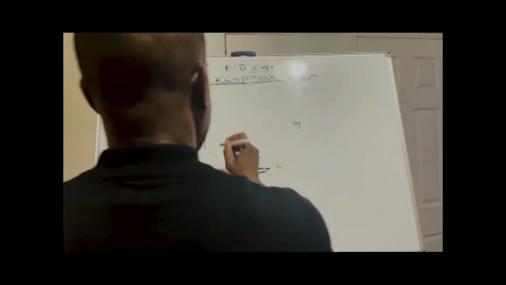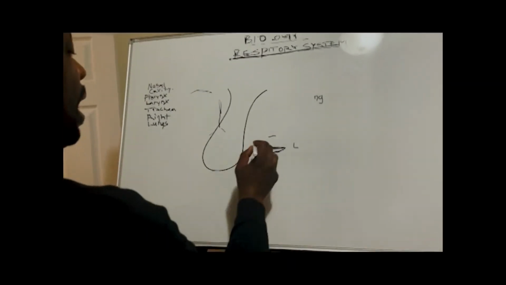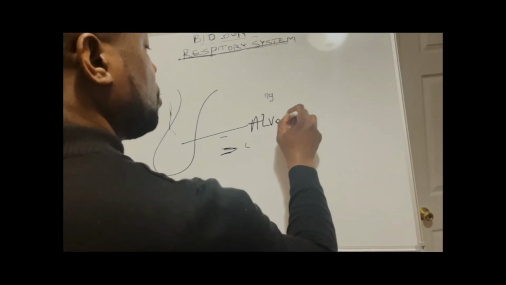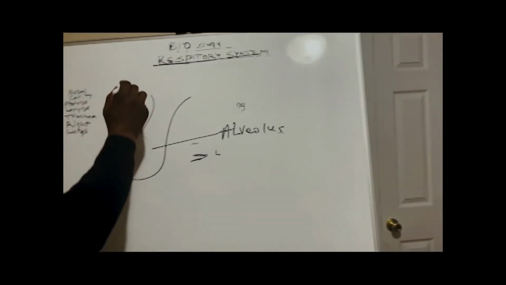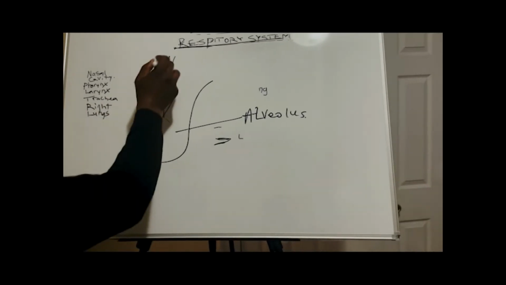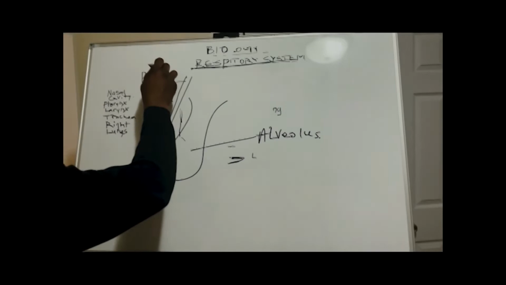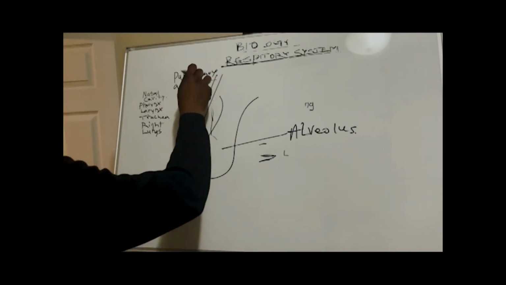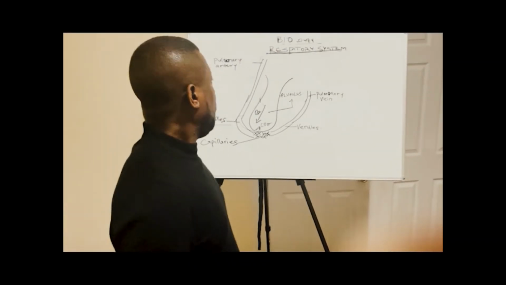Okay, now this example is the alveoli sac, or we call it the alveolus, in the lungs. Now, there is a vessel coming from the heart. This vessel is called the pulmonary artery. You see, the pulmonary artery is coming from the heart.